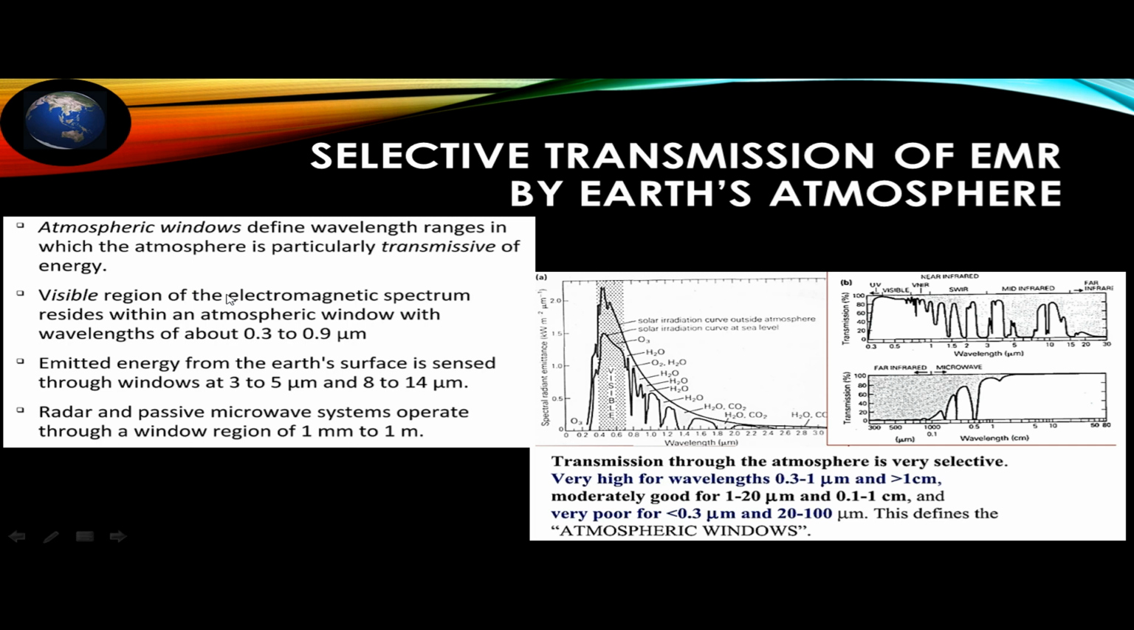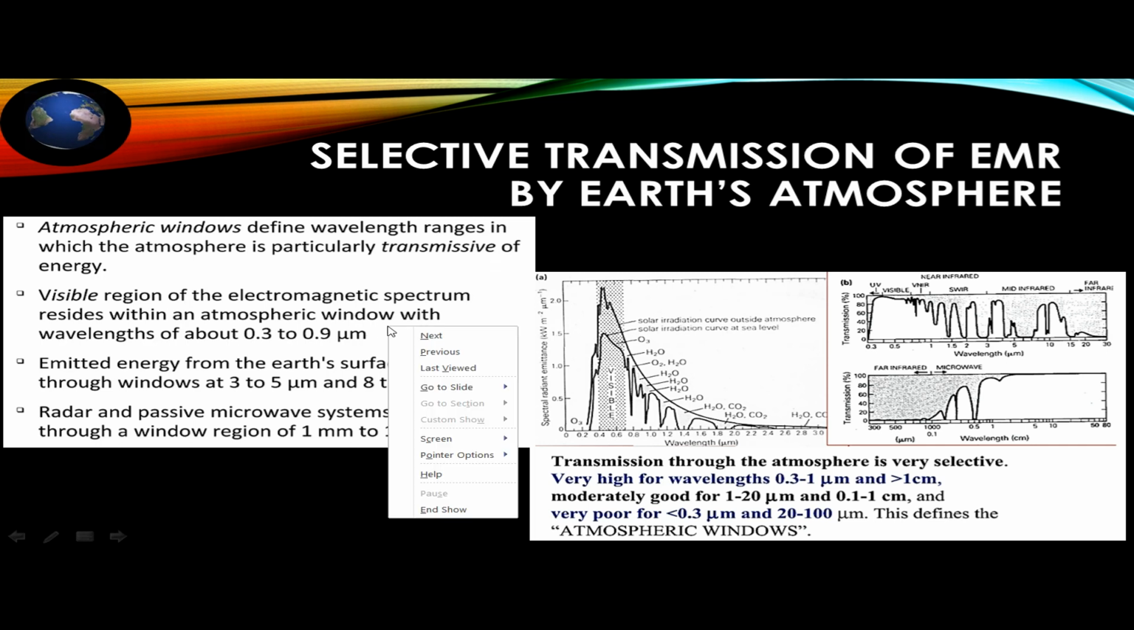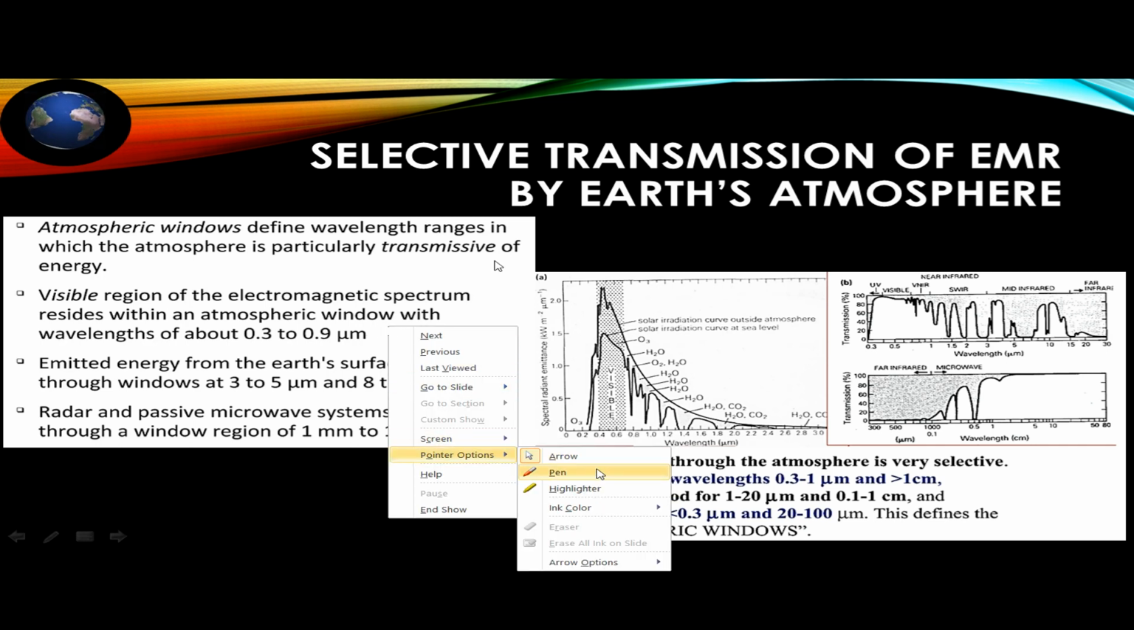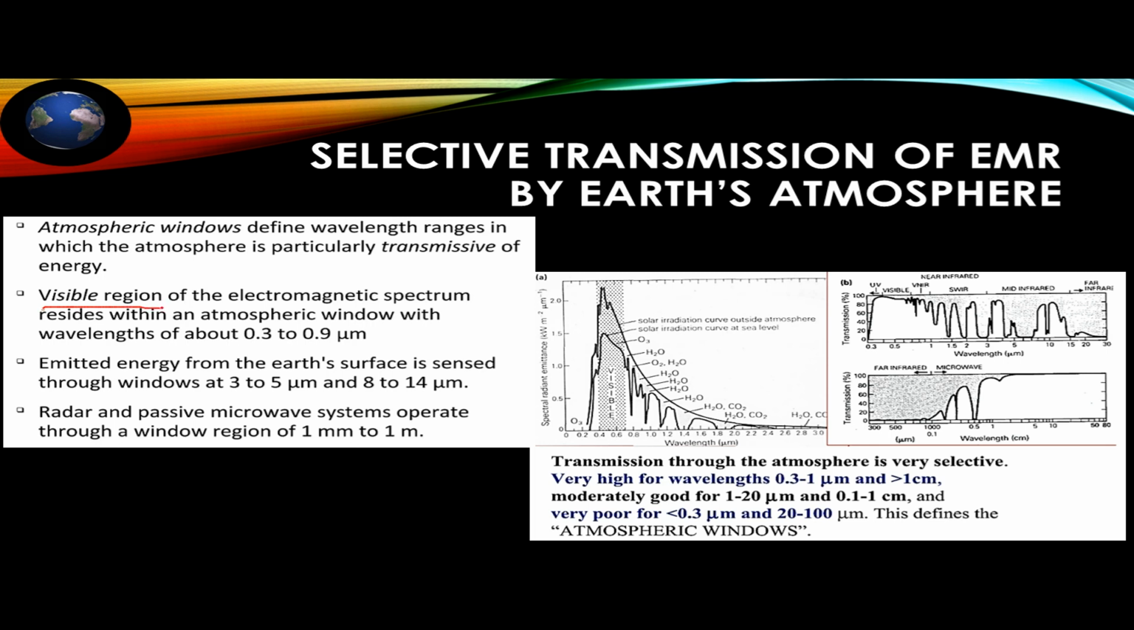The visible region of the electromagnetic spectrum resides within the atmospheric window. This is a very important line, guys, so please mark it. The visible region of the electromagnetic spectrum resides within an atmospheric window. That's why it is important. The atmospheric window is about 0.3 to 0.9 micrometer. You can see here it is 0.3 to 0.9 micrometer of wavelength.